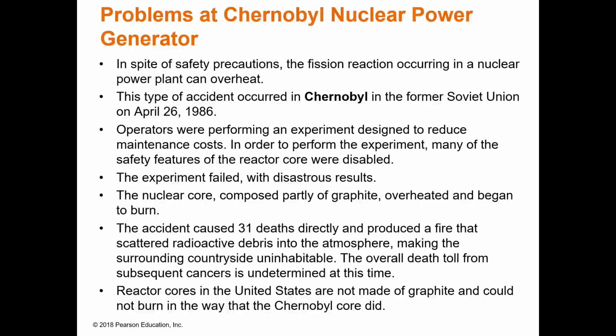Now let's talk about what can go wrong when nuclear fission isn't properly controlled. In 1986, the Chernobyl disaster happened in the former Soviet Union. Operators at the power plant were performing an unsafe experiment and disabled several safety features. This caused the reactor core to overheat. What made things worse? The core was made of graphite, which caught fire. The fire then released radioactive material into the air for days. 31 people died immediately. But the long-term health impacts, especially radiation-related cancers, affected thousands more.